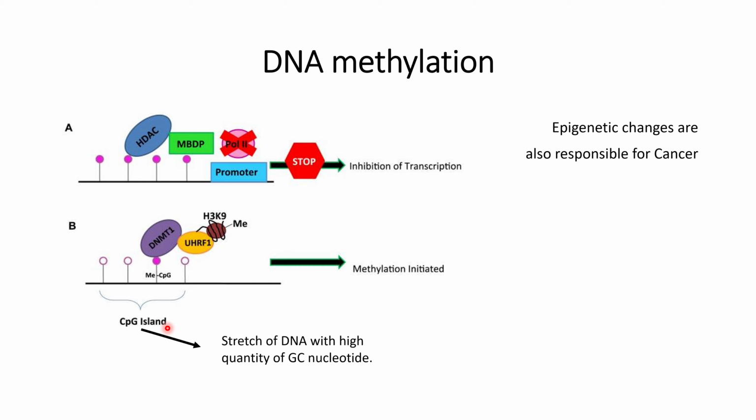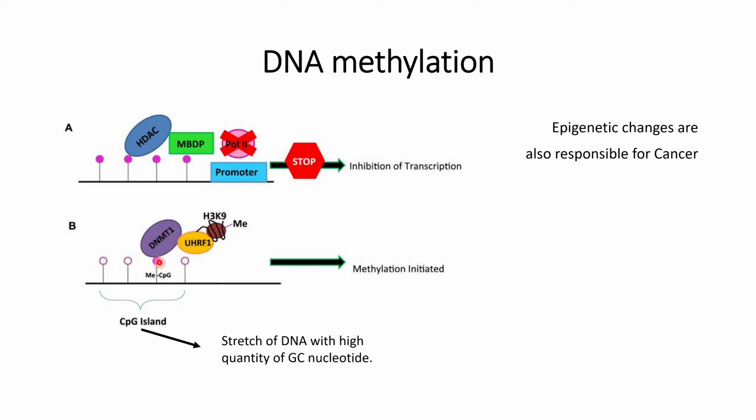So this is the CpG island. What is a CpG island? A CpG island is a stretch of DNA. As we know, DNA has four bases: A, T, C, G, that is adenine, thymine, guanine, cytosine. The CpG island is the stretch of DNA which has a long portion of GC nucleotides. For a general idea, we can say that in 200 base pairs, 50% of the nucleotides should be GC.